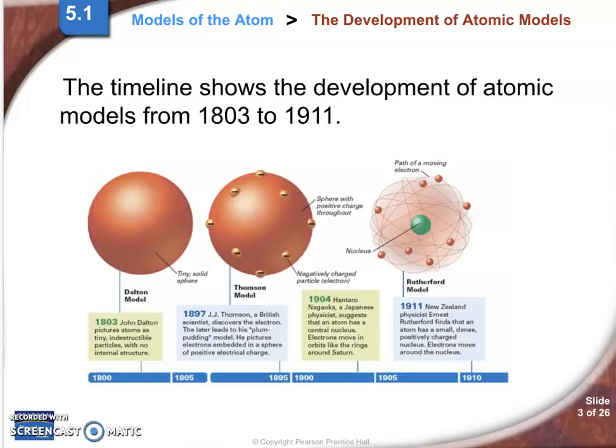First, when we start discussing the atom, we say Dalton started with the atomic structure theory, and he said atoms are tiny indestructible particles with no internal structure. So he was thinking of atoms as a bowling ball kind of solid structure.